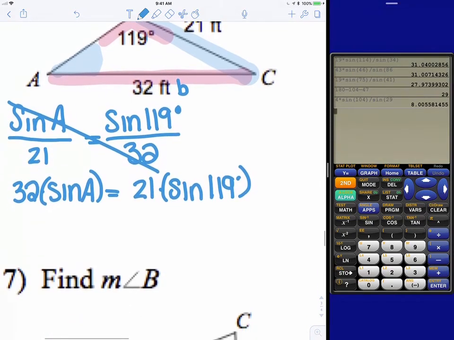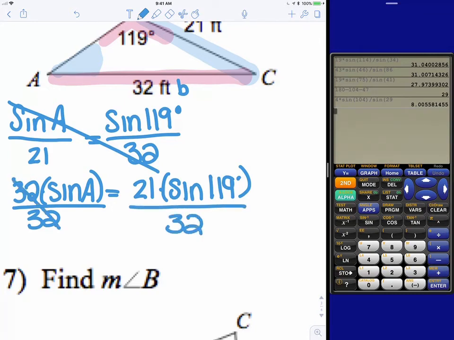Okay. Now, this is where it gets different from what we've done previously. I'm trying to get angle A, but I can't separate sine from A. So what I'm going to have to do is get rid of the 32, so that just sine of A is all by itself. So the first thing I'm going to do now is divide by 32. So now I have the sine of A is equal to all of this over here.